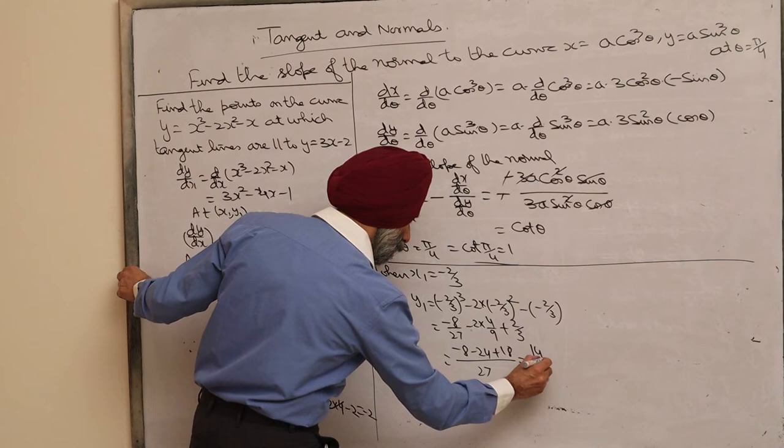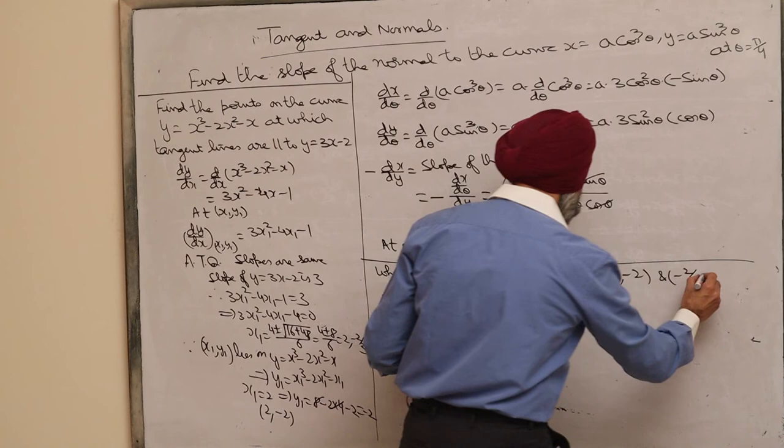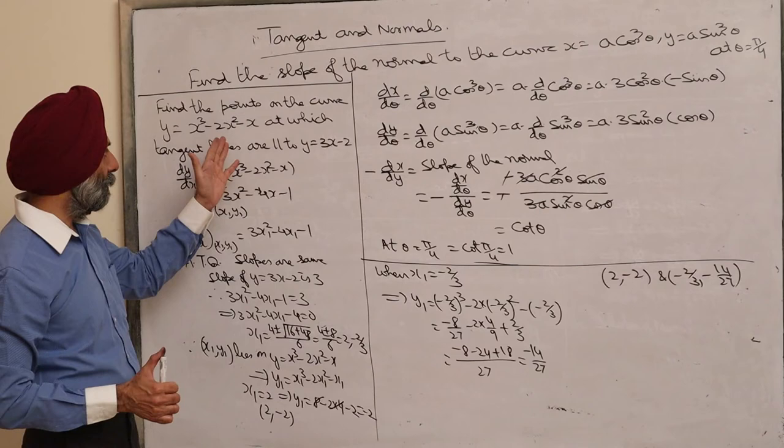So the two points are 2, minus 2 and minus 2 by 3, minus 14 over 27, because it is minus 32 plus 18, it is minus 14 over 27. So these are the two points on the curve where the tangent to this curve is parallel to this line.